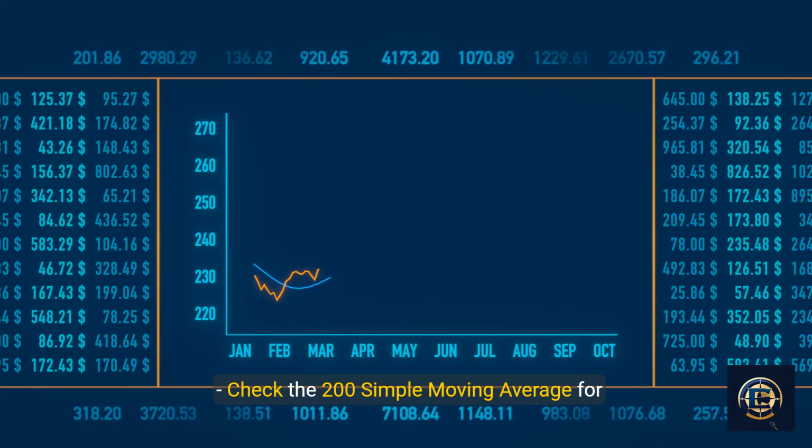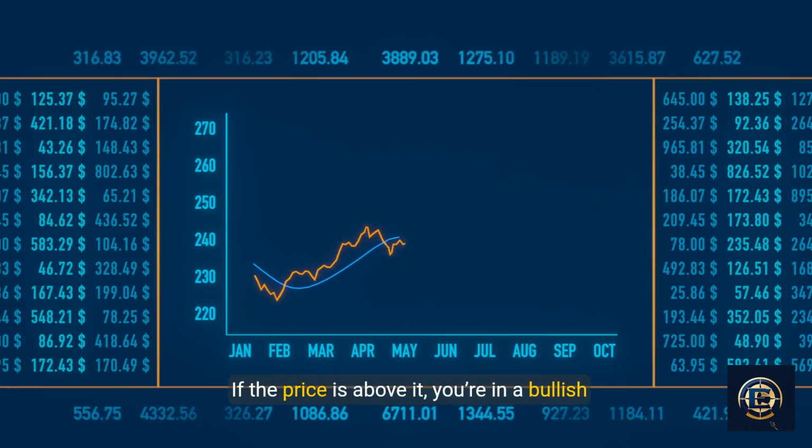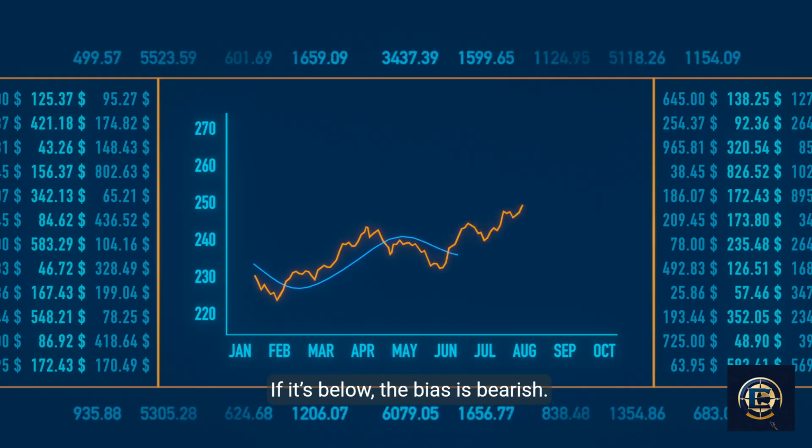Check the 200 simple moving average for long-term trend bias. If the price is above it, you're in a bullish environment. If it's below, the bias is bearish.